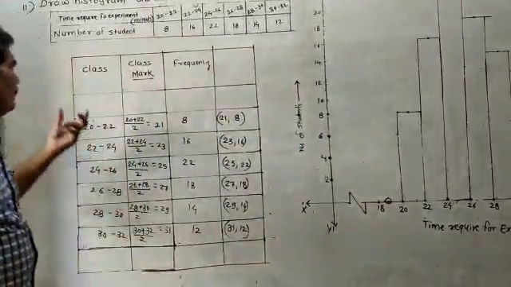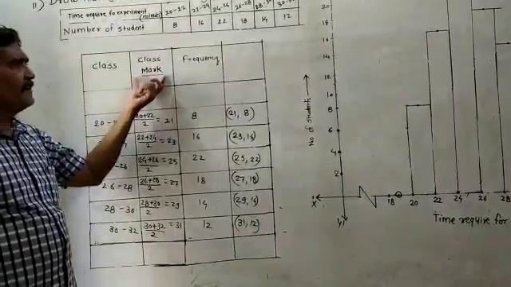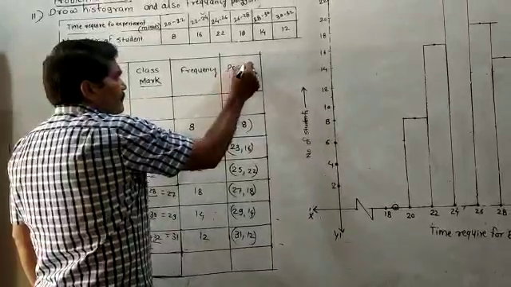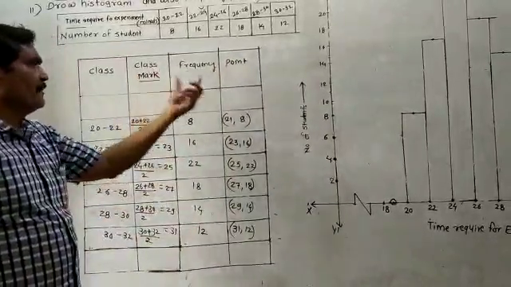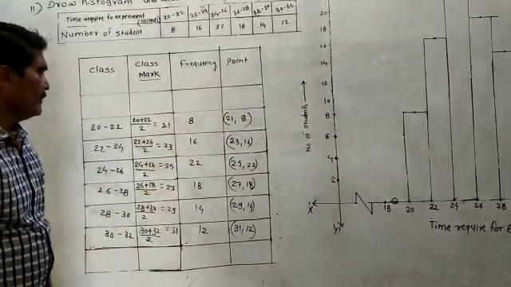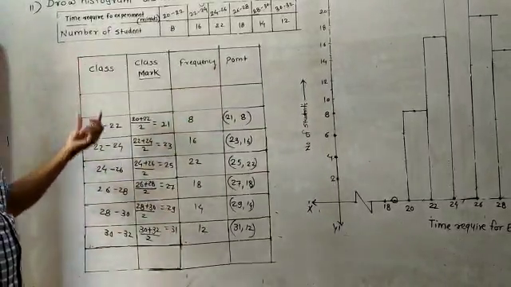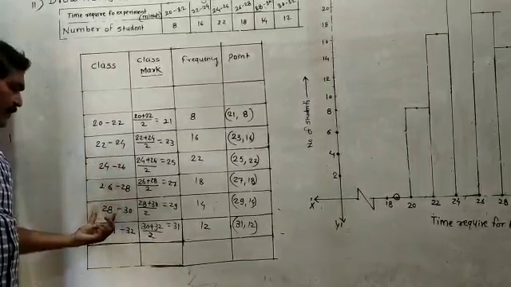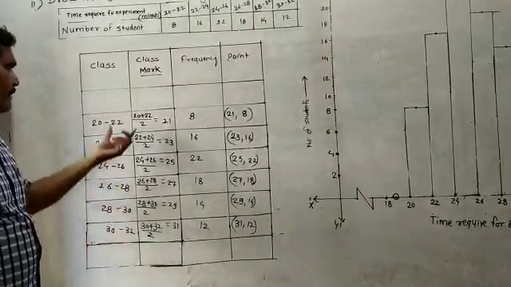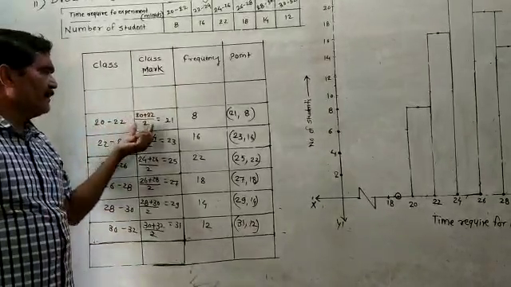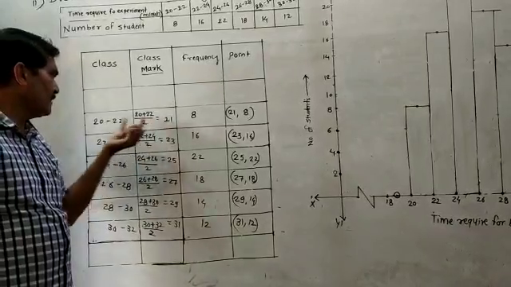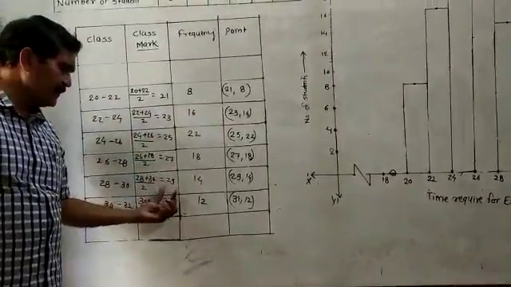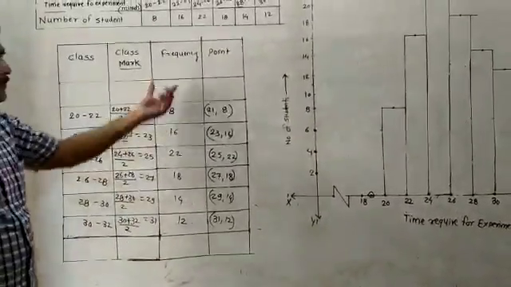So you have to prepare the columns. This one is the class, this one is the class mark, this one is the frequency, and this one is the point, class mark versus frequency. Then here you have to write the classes: 20 to 22, 22 to 24, 24 to 26, 26 to 28, 28 to 30, 30 to 32. After that you have to find out the class mark, upper limit plus lower limit divided by 2. The class mark of this class will come 21, of this class 23, then 25, 27, 29 and 31. And here you have to write the frequency.